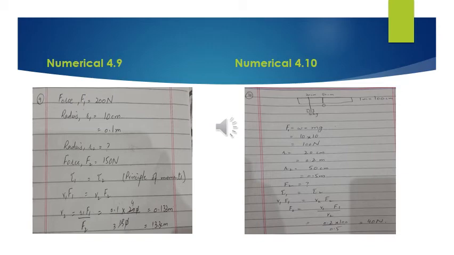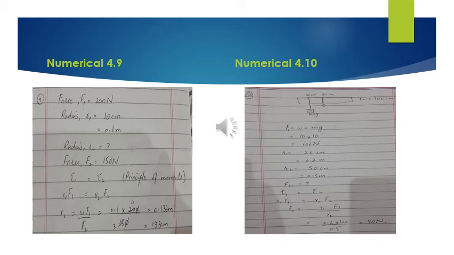So using this equation, R1 F1 is equal to R2 F2, and by isolating R2 on one side, the equation becomes R2 is equal to R1 F1 over F2. Putting values in it, we get the answer 0.133 meter, but in the numerical the answer is given in centimeter. So by changing meter into centimeter, the answer is 13.3 centimeter.